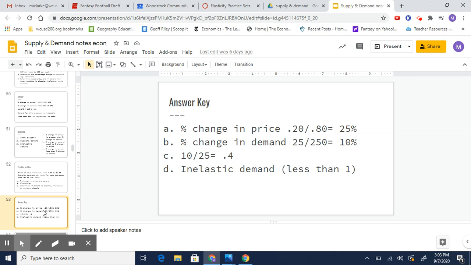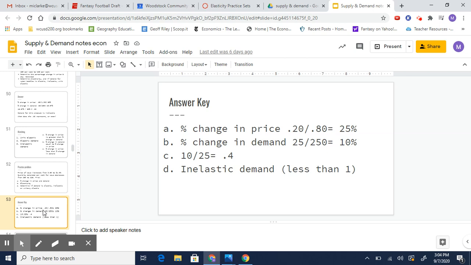Part A, the percentage change in price. Okay, so the price of soup increased from 80 cents to $1. 20 cents divided by the original price of 80 cents means that the price of Campbell's soup went up by 25%.